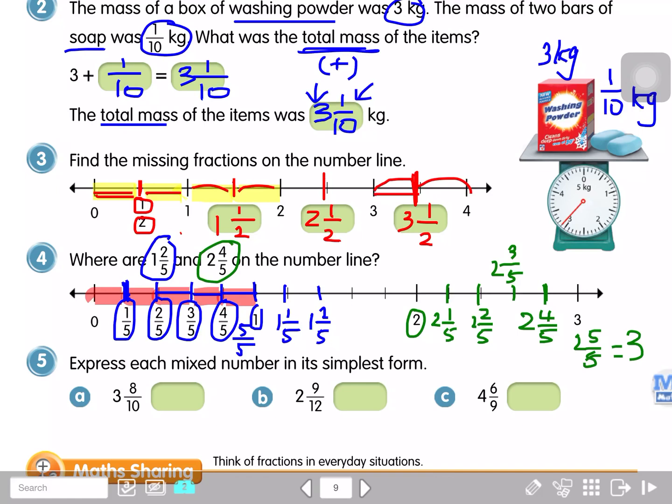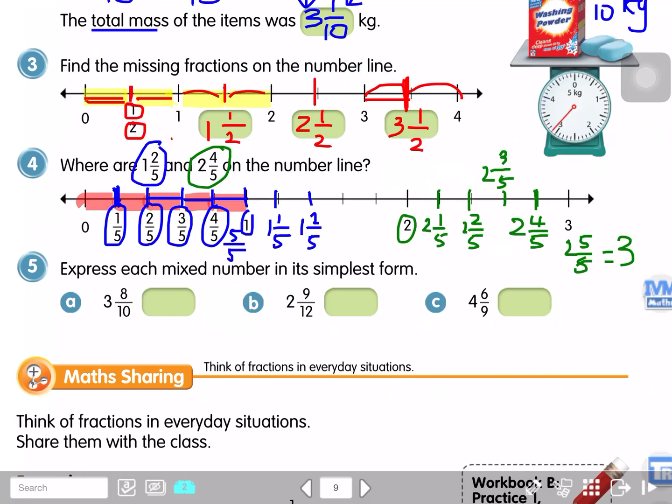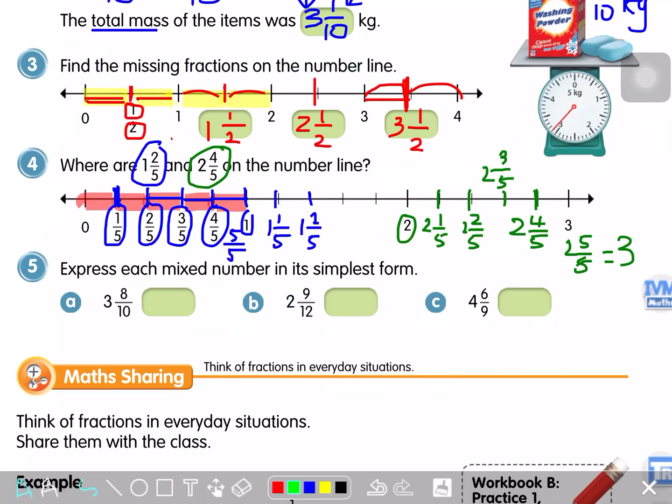Now let's move on to the last question. Question number 5 says to express each mixed number in its simplest form. So can you remember how to find simplest form? We can use the division method. So we always try first dividing by 2. If we cannot, try 3. Still cannot, we try 5. Okay, so let's see this. We always keep the whole number the same. So we keep the 3 first.